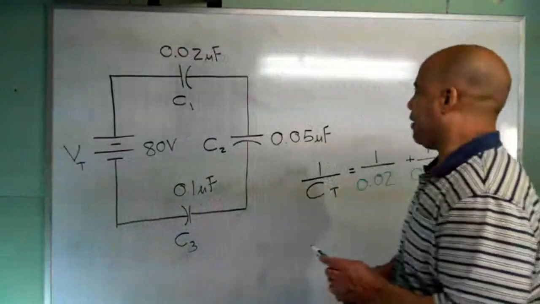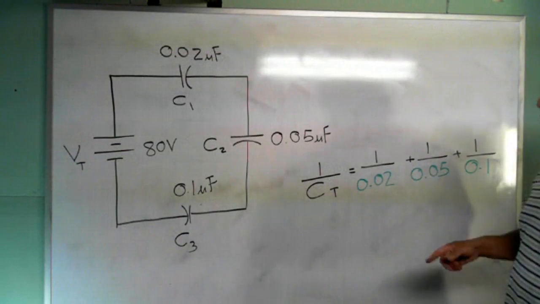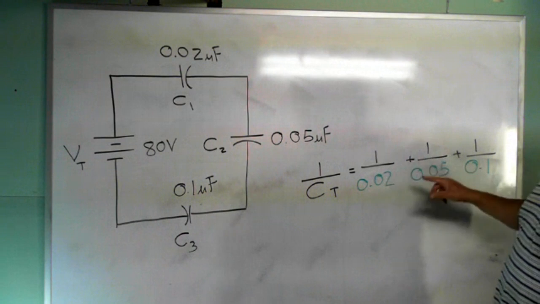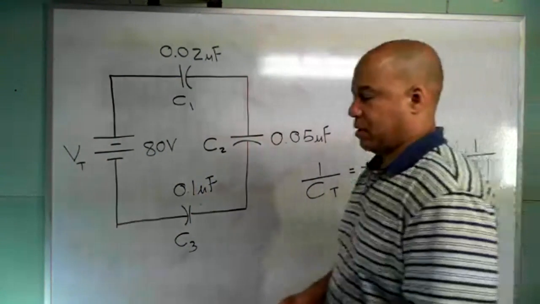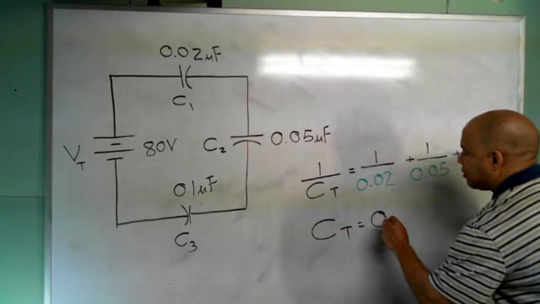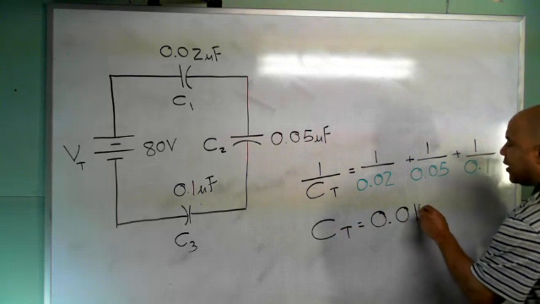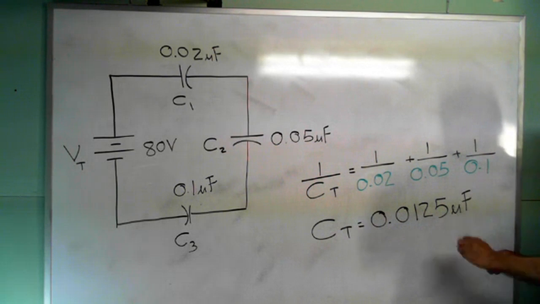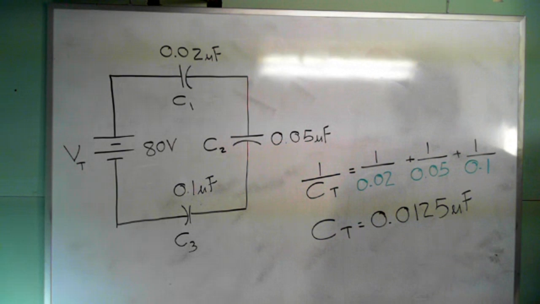I need somebody to take a calculator and give me the value for CT in that formula. I showed you how to use the reciprocal key. It's 0.0125. So the total capacitance CT is 0.0125, and that's capacitance, so it would be microfarads. Make sure you see how he got that, 0.0125 microfarads.